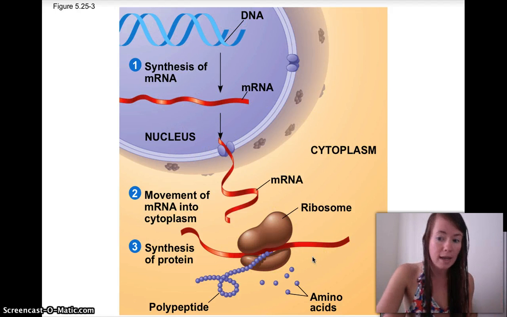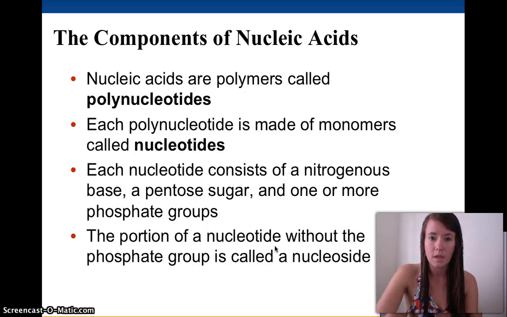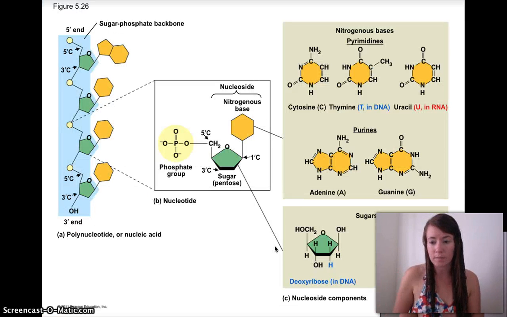Now, flashback to proteins, we can see here our polypeptide chain, which is many amino acids in a row. That's the polymer. The monomer are amino acids. So here are the monomers. They're getting attached by the ribosome to turn into a polymer. So let's talk about the structure of amino acids.